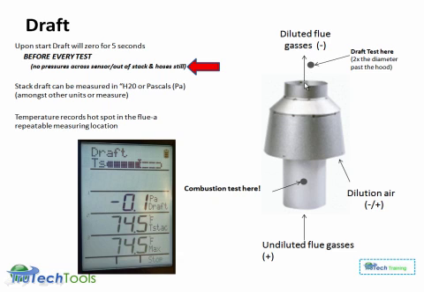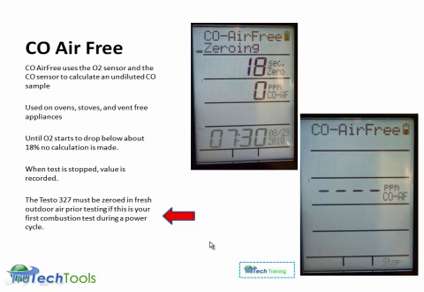The draft hood separates the appliance from the draft. So we draft test above the hood, we combustion test below the hood. In that hood is where the dilution air goes in. A combustion test requires an undiluted flue gas sample, and we want to draft test before the draft hood, where it's separated from the draft.